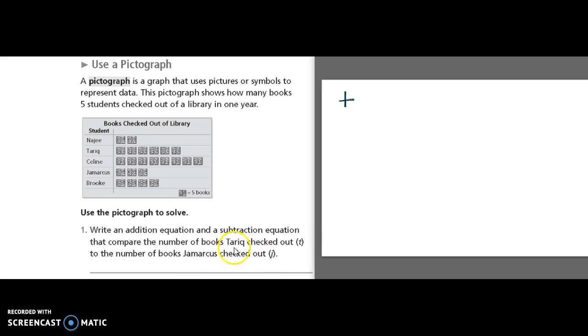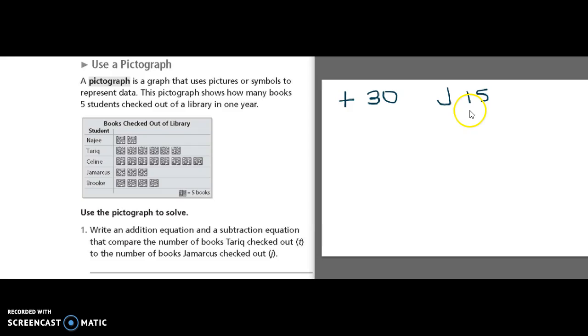Okay, so I need to come over here. It says Tark checked out. So I need to figure out how many books Tark checked out. Remember, each one of these means 5. So I'm going to skip count by 5s to figure out how many he has. So he had 5, 10, 15, 20, 25, 30. So he checked out 30 books. And then I need to figure out how many books Jamarcus read. Well, here's Jamarcus. He read 5, 10, 15. So Jamarcus read 15.